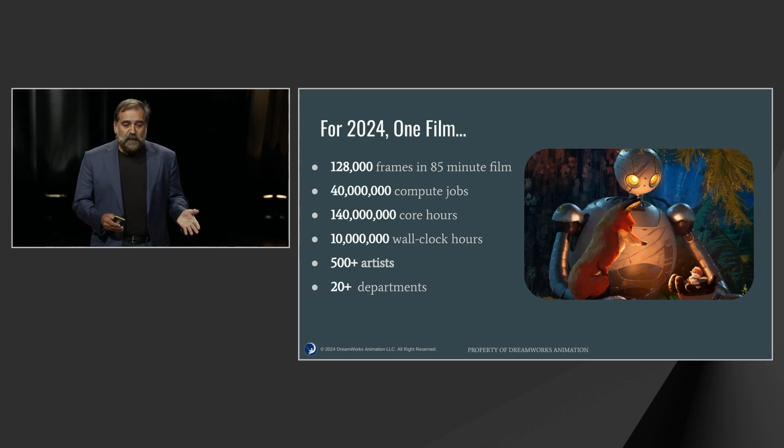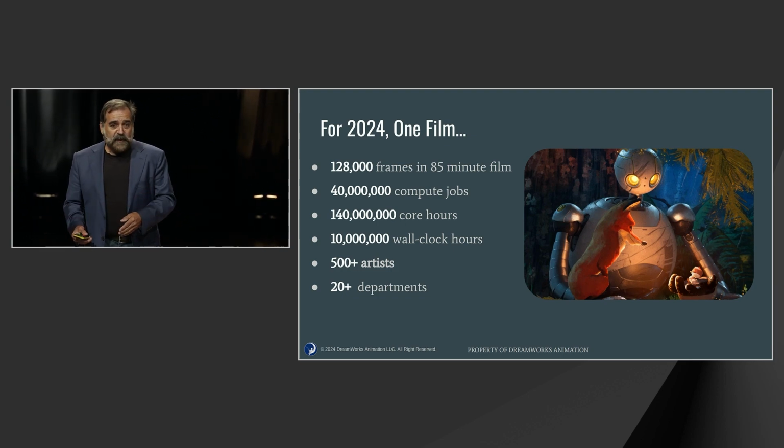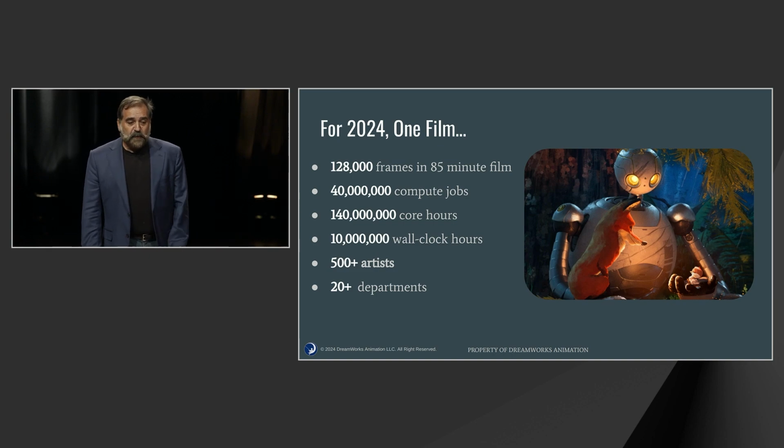And if we're looking at core hours, that's like 140 million core hours, or if we're looking at hyper-threaded cores, which we have enabled, that's more like 240 million virtual core hours spent in the process of making one of these films. If we're looking at wall clock time, that's about 10 million hours of wall clock time, just jobs going through the farm.